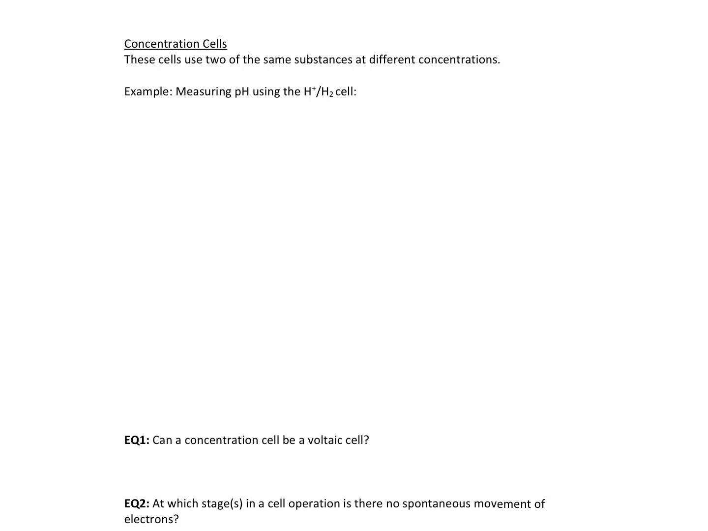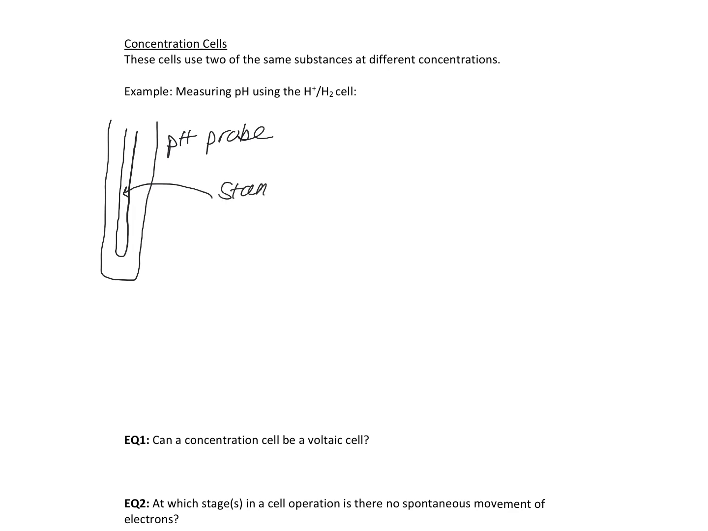So let's draw a little diagram of your pH meter. The little probe looks like this, and there are wires in this little tube inside. This is your pH probe. Inside the inner tube, this is the standard hydrogen electrode.